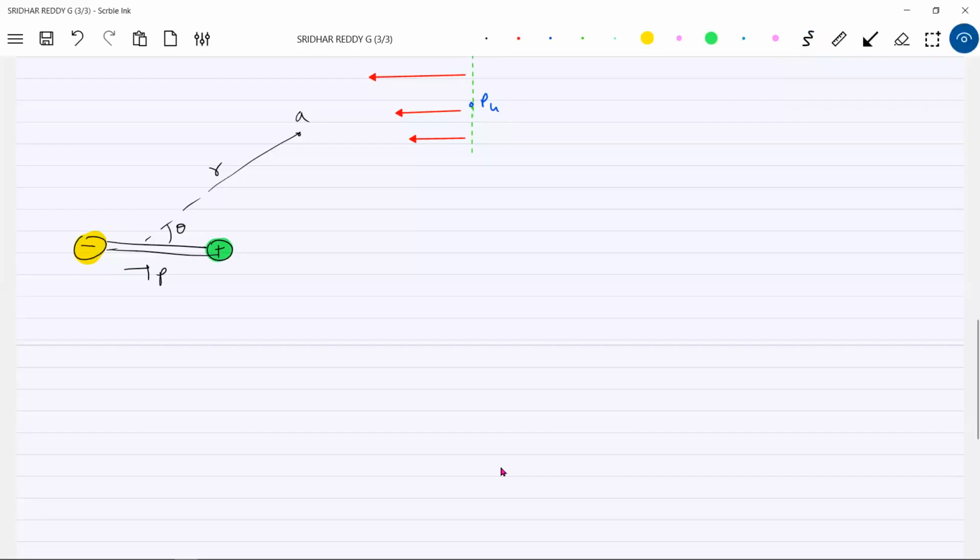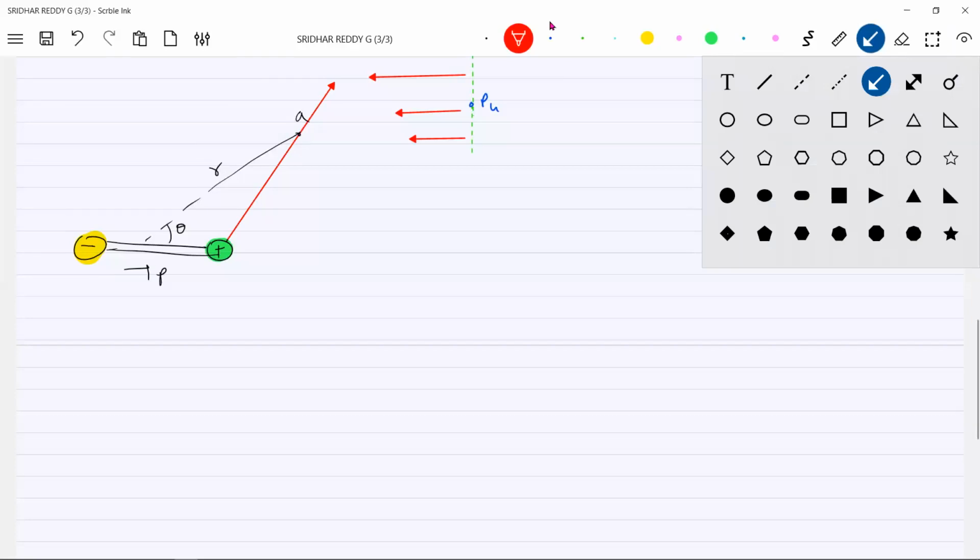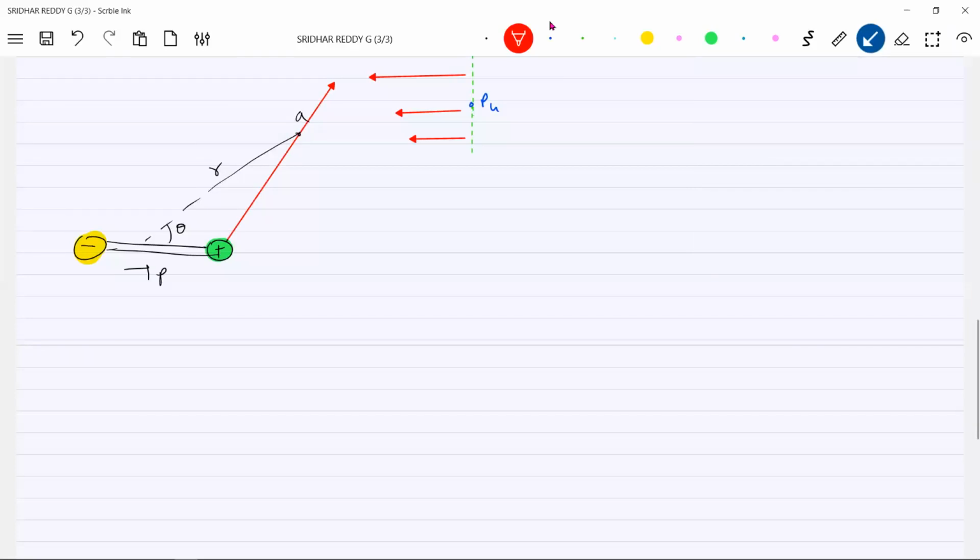What is the condition? The field strength at a distance r. R bar is the position vector. I want the field strength at this point. So what is the method? We have to put in some effort. First, you should calculate the field strength due to the positive charge, then the field strength due to the negative charge.